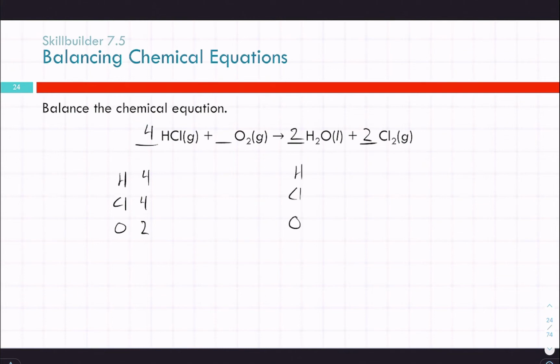Hydrogens we have. Again, it's always the coefficient multiplied by the subscript. So 2 times 2 for hydrogen is 4. Then same sort of thing for chlorine, 2 times the subscript is 4. And then 2 oxygens.